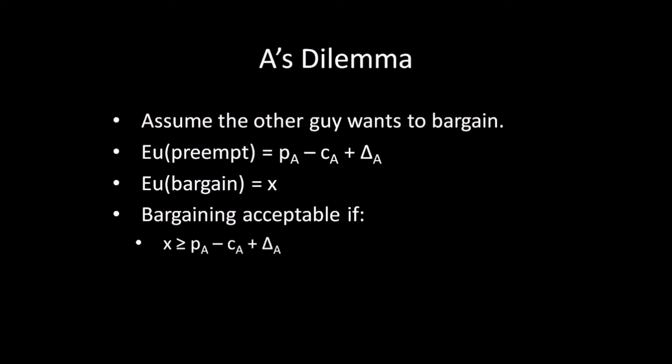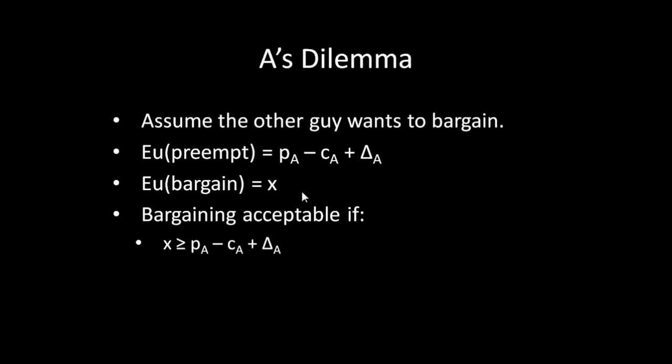Assume that the other guy is going to bargain here. So assume that B is going to sit down at the bargaining table and A knows that. Would A want to sit down at the bargaining table in response to knowing that B is going to sit down at the bargaining table? Well, if A preempts, its expected utility is PA minus CA plus delta A. So this is the probability of victory under normal circumstances plus the first strike advantage minus the costs of fighting, CA. That's what state A will receive if it decides to launch a surprise attack against B.